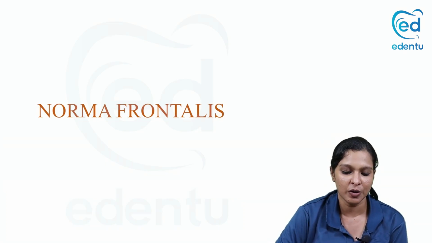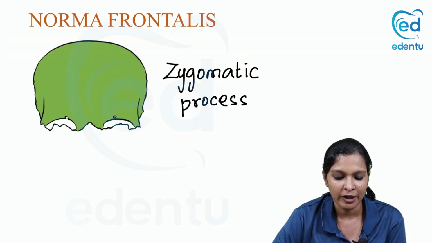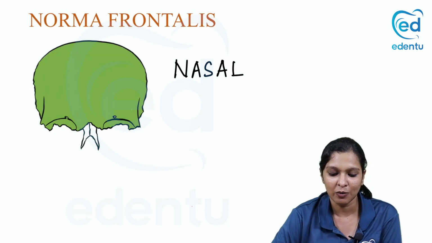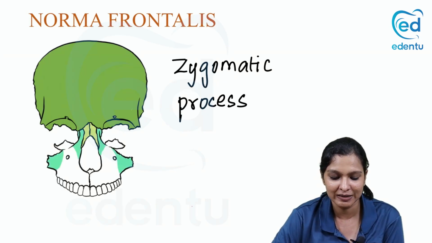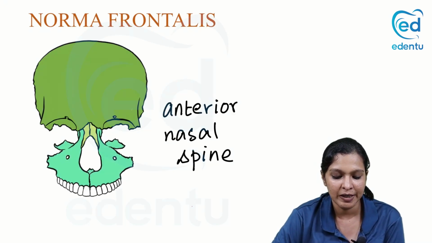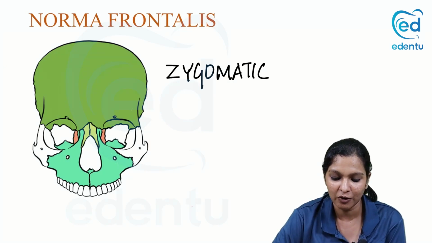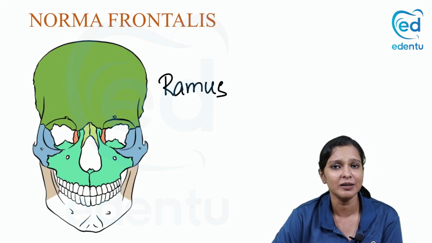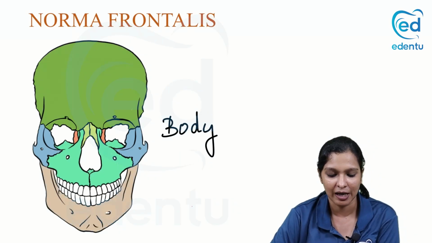Now let's do a quick recap. First we saw the frontal bone. There were several parts of it we discussed. The next bone that we saw was the nasal bone. The third bone that we saw was the maxilla. Several parts of this bone were also seen. The next bone that we saw is the lacrimal bone, followed by the zygomatic bone. And then we saw the mandible, the ramus and the body of the mandible joined by the angle.